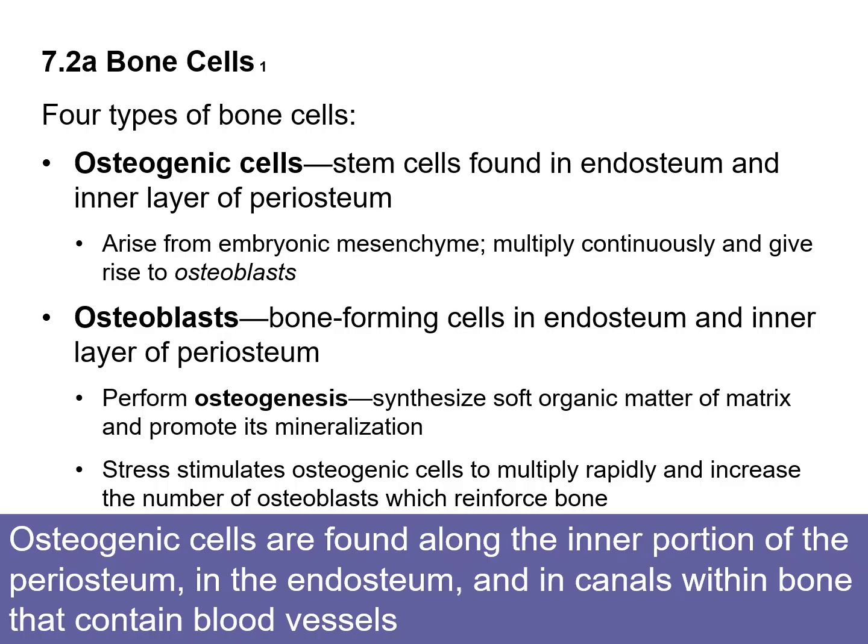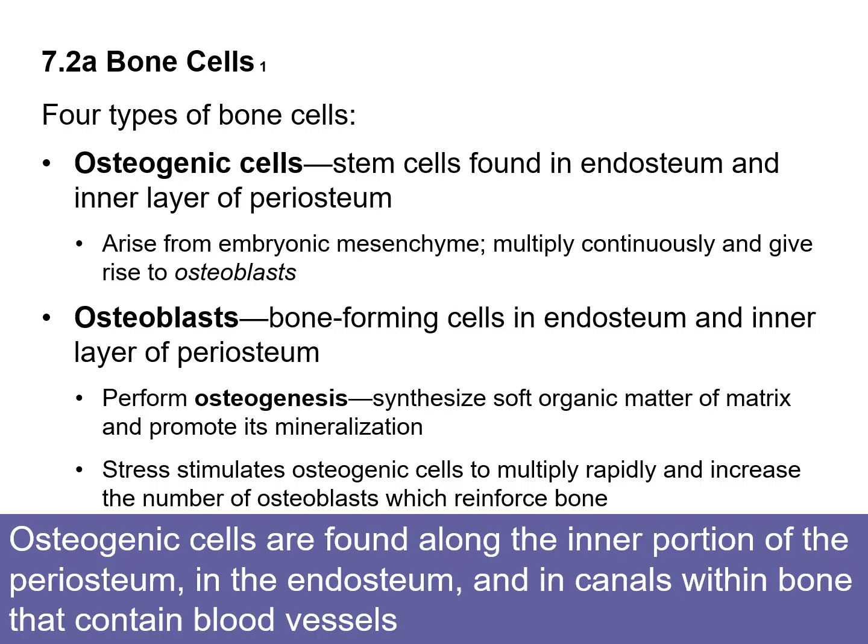Osteoblasts are then going to build the bone. The osteogenic cells are the only cells that are capable of doing mitosis and producing more bone cells. Once they differentiate and become a unipotent cell like the osteoblast, they lose the ability to do mitosis, and all osteoblasts will have to come from those osteogenic stem cells.